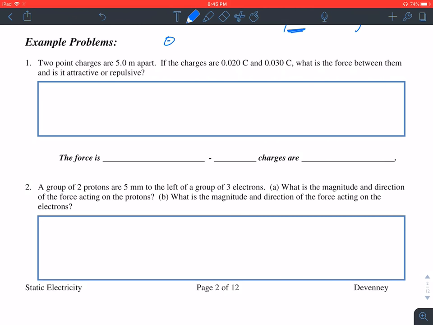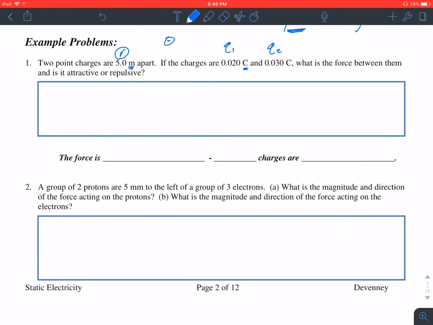Anyway, so 2 point charges are 5 meters apart, right? This is our R value, right? It's in meters. We know that's a distance. If the charges are 0.02 coulombs, that's one of our charges, so we can call that Q1, and 0.03 coulombs, so we're going to call that Q2. What is the force between them, and is it attractive or repulsive? Well, they don't say if it's positive or negative, but because they didn't put a negative in front of the charge, and the statement didn't say they're negative, we're assuming that they're positive.